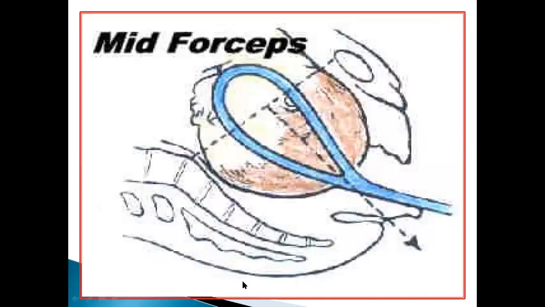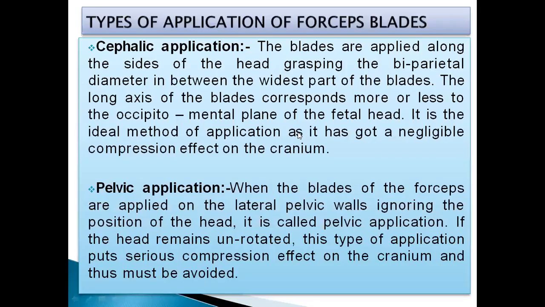Here also you can see how the forceps is applied. Now there are different forceps blade apply karne ka types hai. First one is cephalic application. The blades are applied along the sides of the head, grasping the biparietal diameter in between the widest parts of the blades. Idhar hum kya karenge?